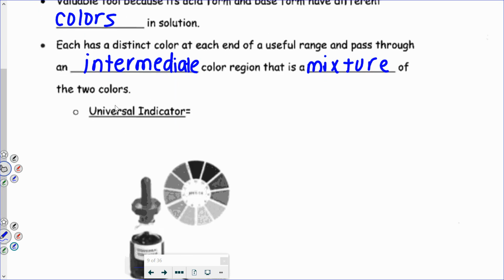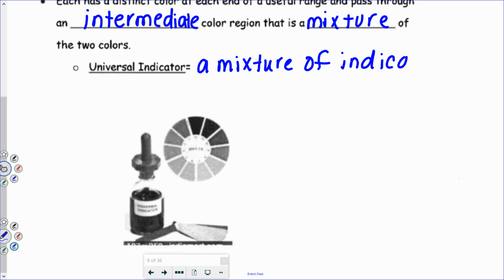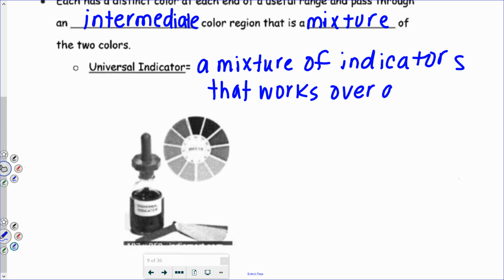There's also something called a universal indicator that if we were in class, we would be using. This would be colored. But a universal indicator is a mixture of indicators, so a mixture of indicators that works over a wide range.